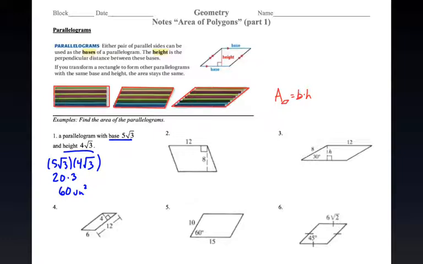On number 2, well, remember, we're seeking out the right angle. That's kind of the key to this. There it is. Our height is 8, so therefore the base is 12. That one is very straightforward. 12 times 8 is 96.